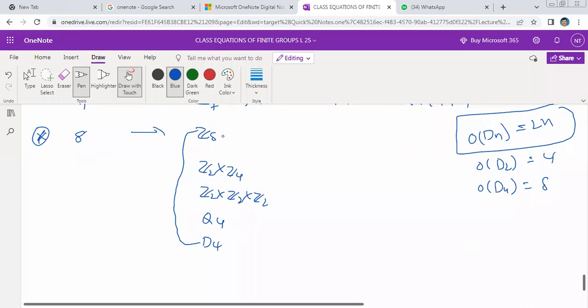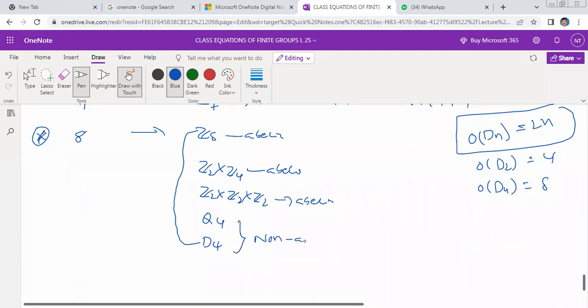Now you observe Z8 is abelian. It is abelian because Z2 is abelian, so a product of abelian groups is abelian. Z2 is abelian, Z4 is abelian, and the product is also abelian. What about this one?